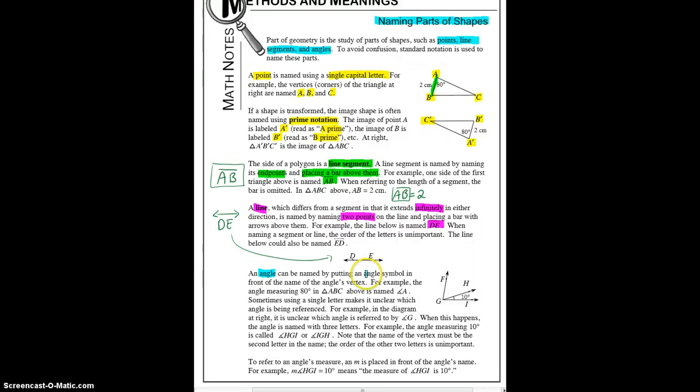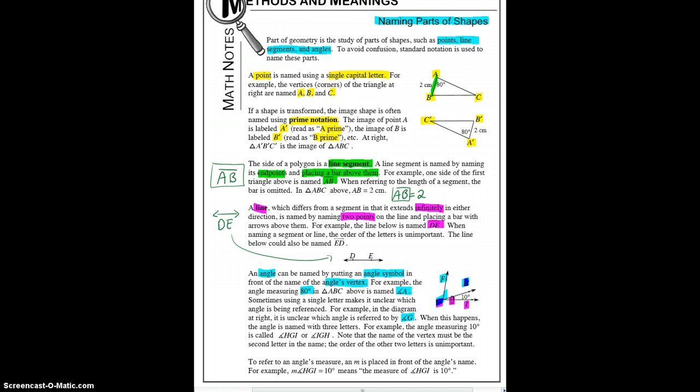Now an angle is named by placing an angle symbol in front of the name of the angle's vertex. So for example, in triangle ABC, the measure of angle A is equal to 80 degrees. Sometimes a single letter can't tell us exactly what angle we're talking about though. For example, at the right, it's unclear which angle we're talking about when we mention G. We have angle FGH, we have this angle here, then we also have IGH, or the angle in pink. So which one are we specifically talking about?